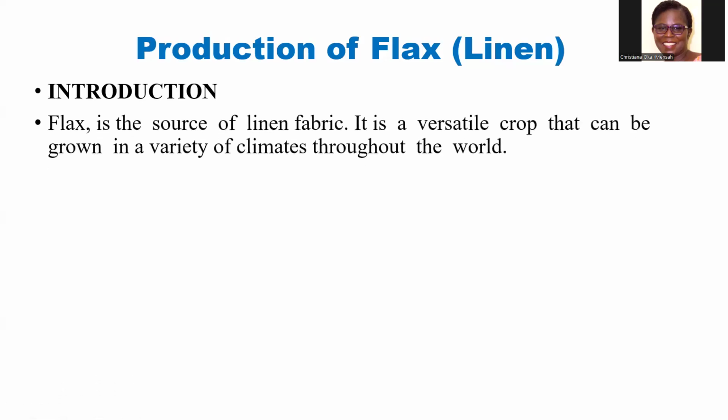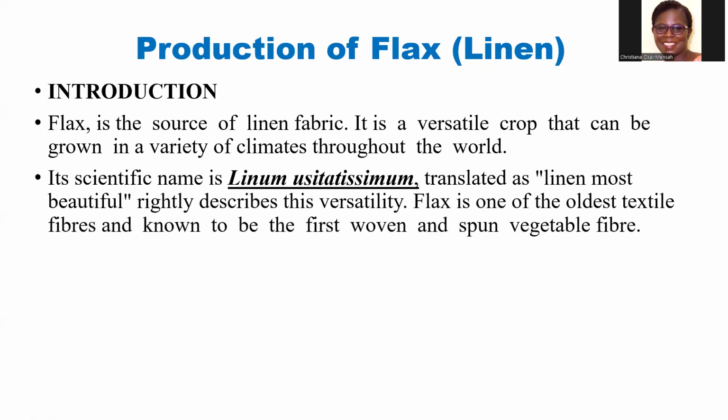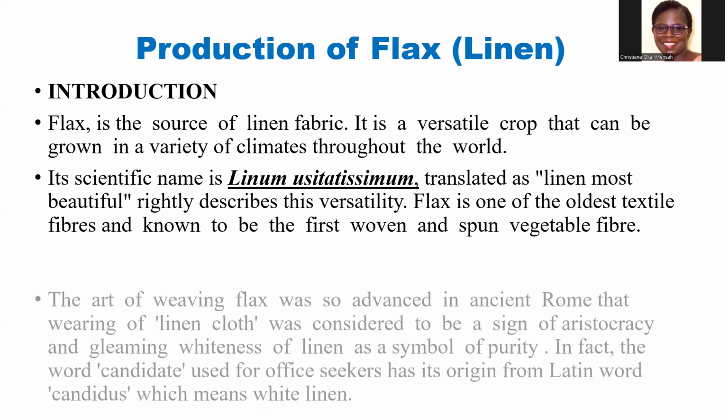So flax is the source of linen fabric, and it is a versatile crop that can be grown in a variety of climates throughout the world. Its scientific name is Linum usitatissimum, translated as "most useful". So flax is one of the oldest textile fibers and known to be the first woven and spun vegetable fiber.